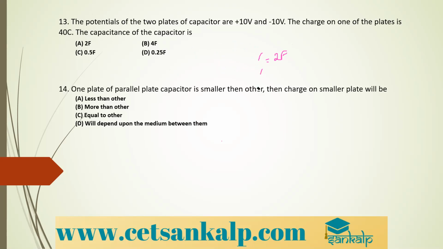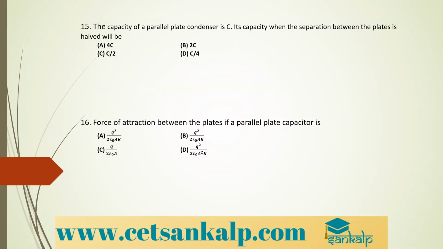That is question number 15. The capacity of a parallel plate condenser is C. What will its capacity be when the separation between the plates is halved? Here they are saying the capacitance of the condenser is given as C, and the separation is reduced to half.